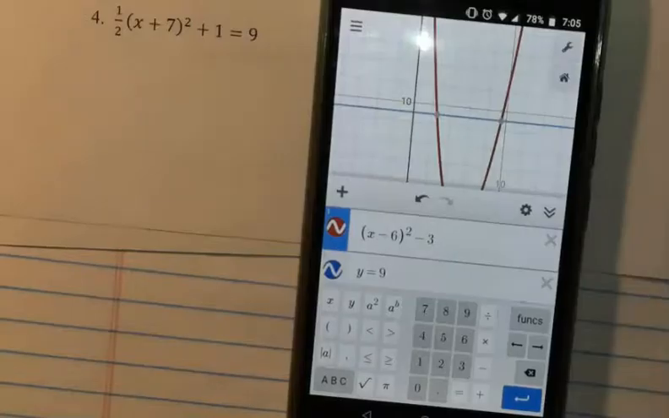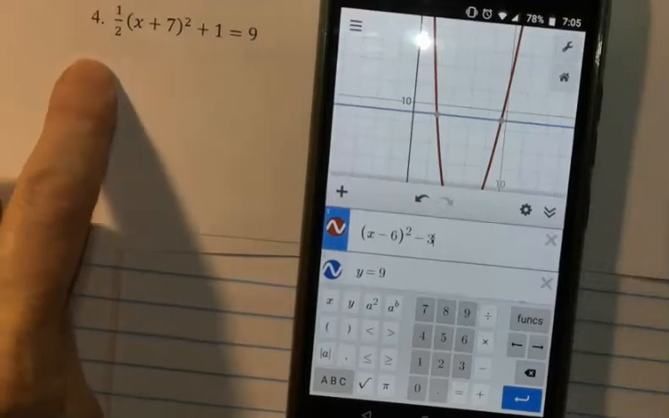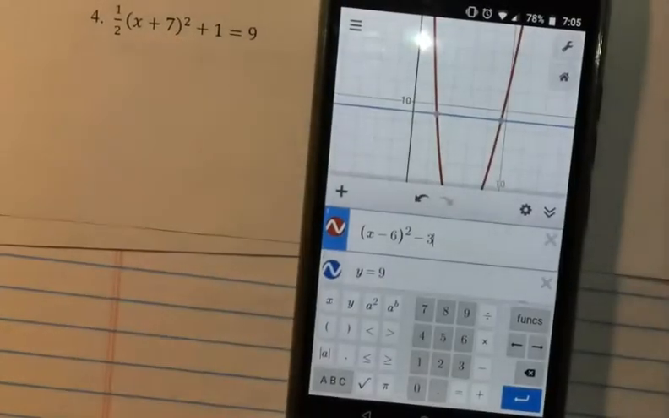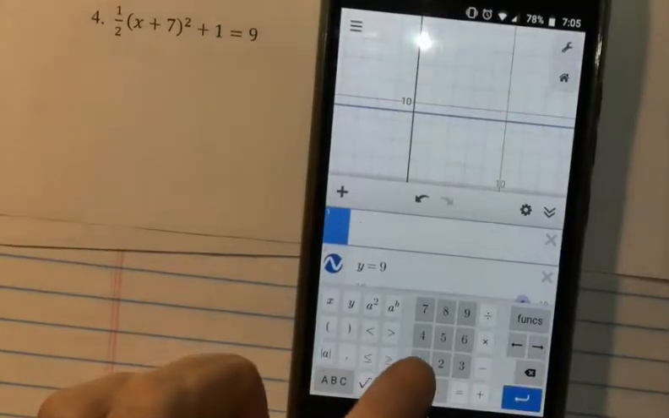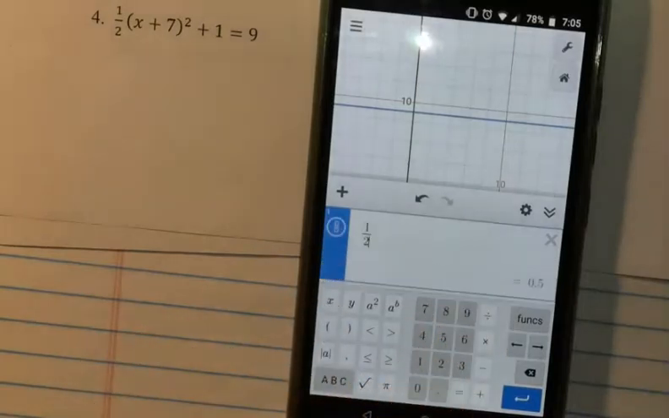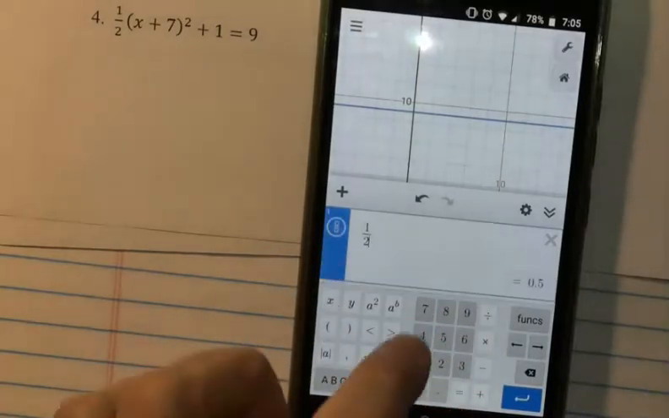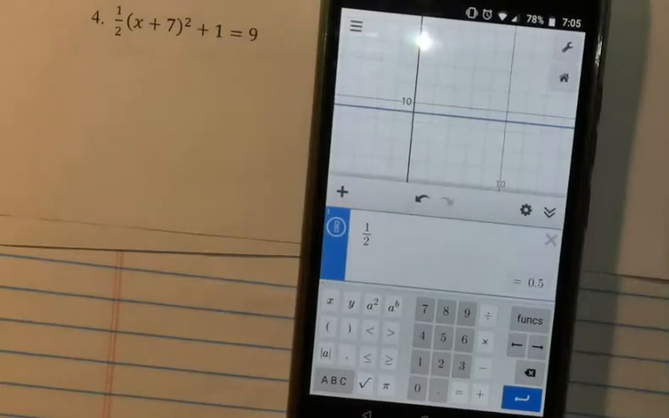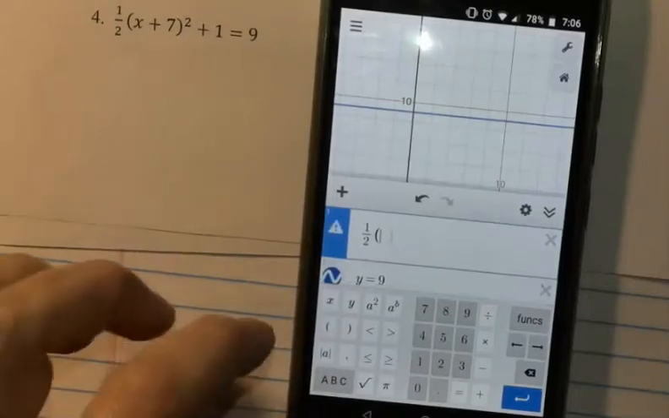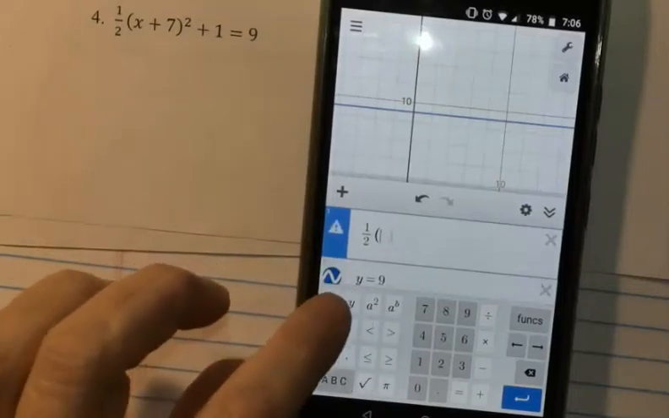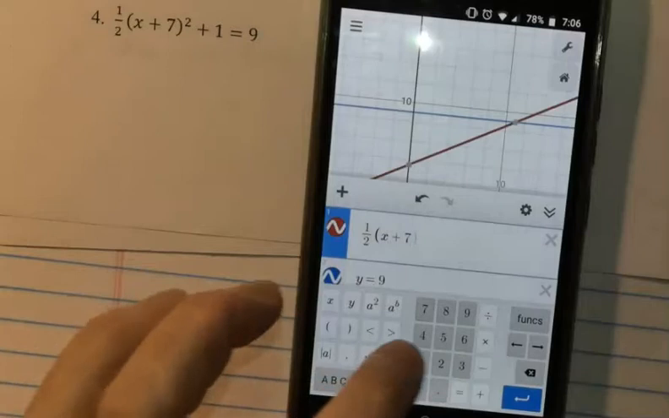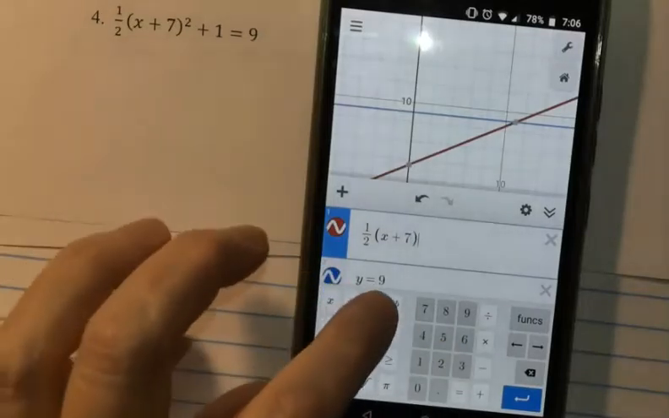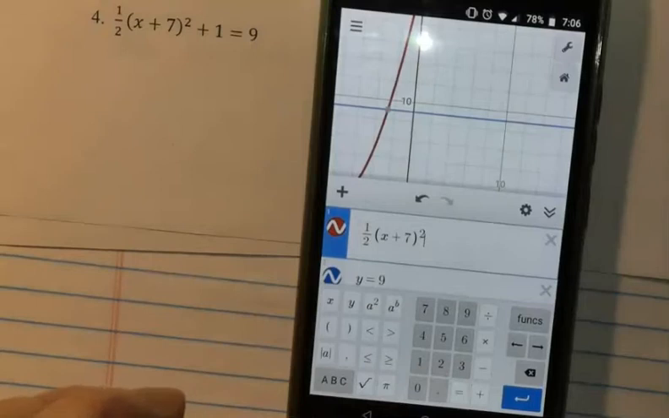Question 4. This time we have the quantity 1/2 times x plus 7 squared plus 1. To do the 1/2, I did want to show you that, so I'm going to go back and start over here. You would just simply do 1 divided by 2, and it will create the fraction for you. So if you're curious about that, they don't have alpha y equals like we do on the graphing calculator. You just do 1 divided by 2. And then in parentheses, we'll put the x plus 7. So x plus 7. And then close your parentheses and do your square. And you still have a plus 1.